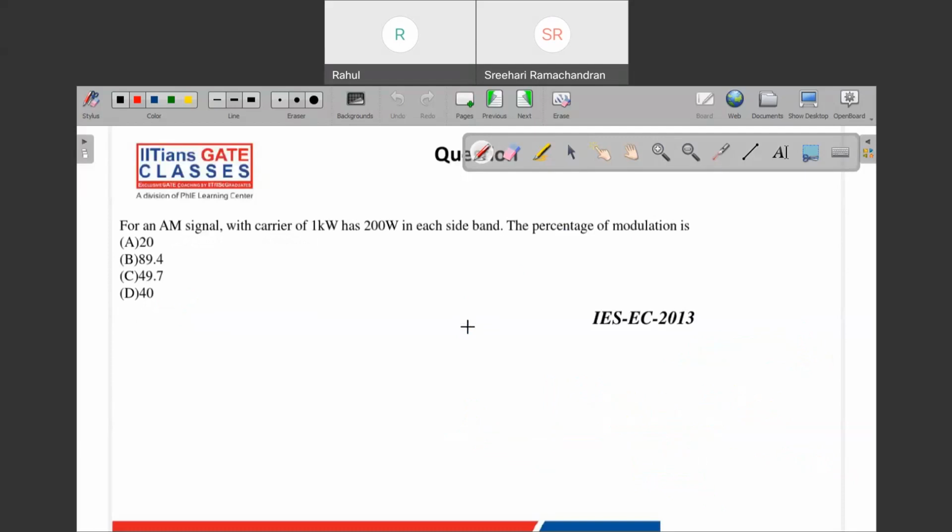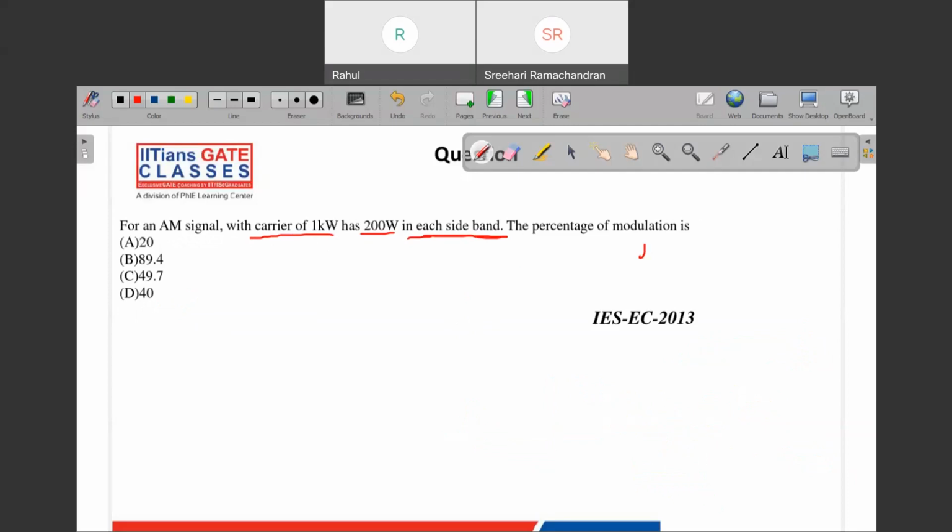Okay, this is another problem. An AM signal with a carrier of 1 kilowatt has, so this is the carrier power, carrier is 1 kilowatt and 200 watt in each sideband. We need to find out what is the percentage of modulation. When it asks for the percentage of modulation, that means it is asking for the modulation index.